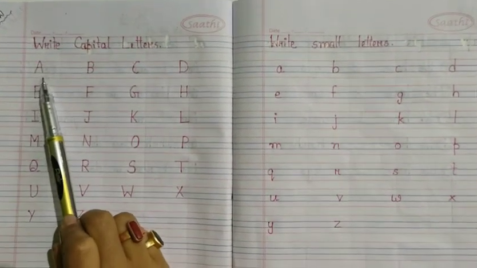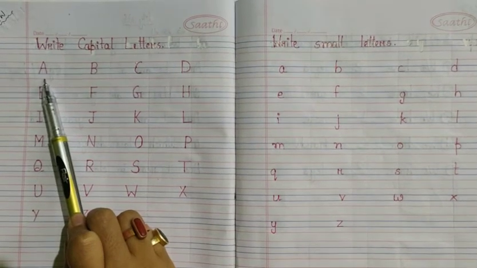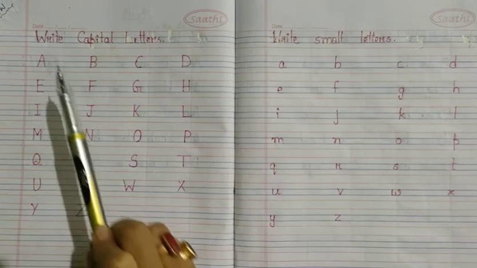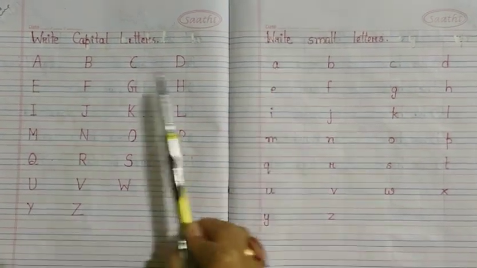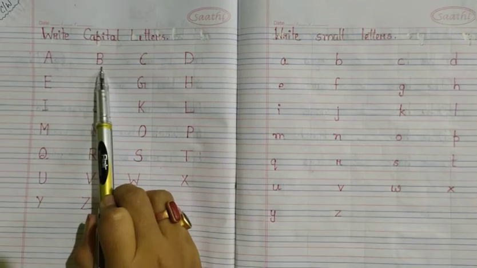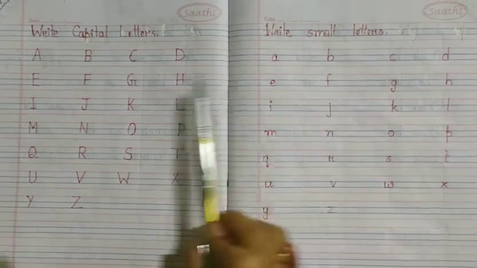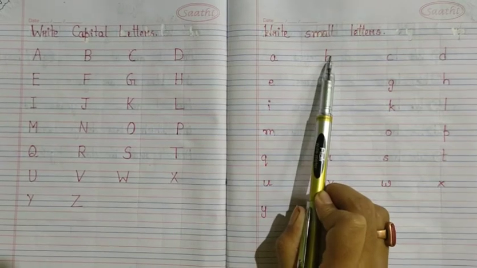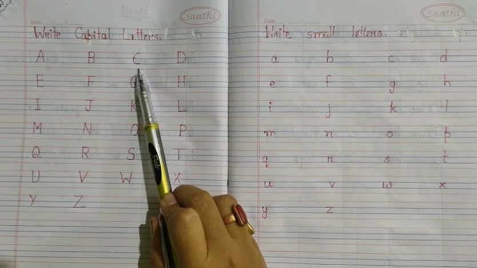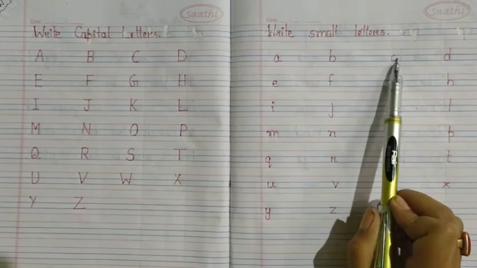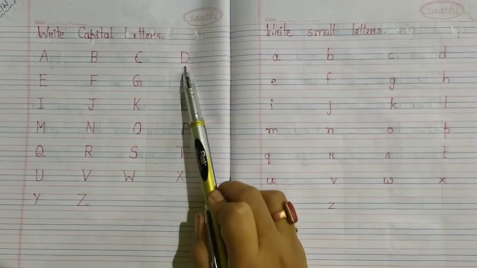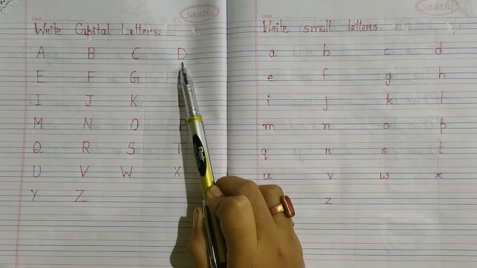What is the letter? A. Capital A. Small a. Capital A. Small a. Then capital B. Small b. What is the letter? C. Capital C. Small c. What is the letter? D.